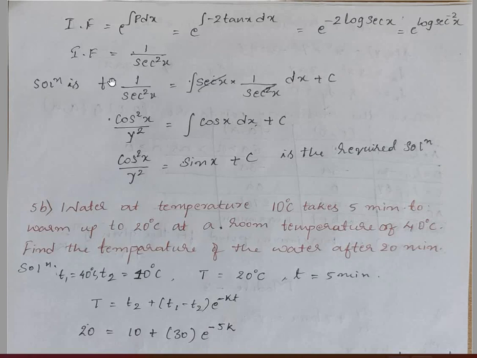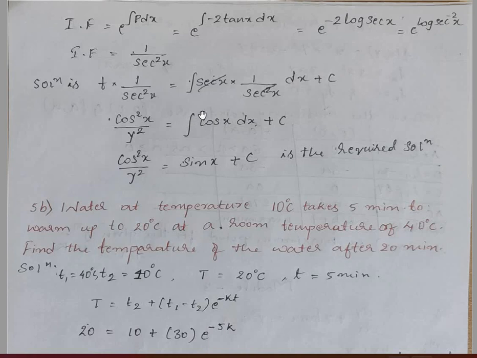Then the solution is given by t into integrating factor, that is t into 1 by secant square x, which is equal to integral of q into integrating factor. Q is secant x, which is multiplied with secant square x. So here secant gets cancelled, secant gets cancelled. So you are left with 1 by secant. 1 by secant is nothing but cos. So therefore cos x, and the integral of cos x is sin x.